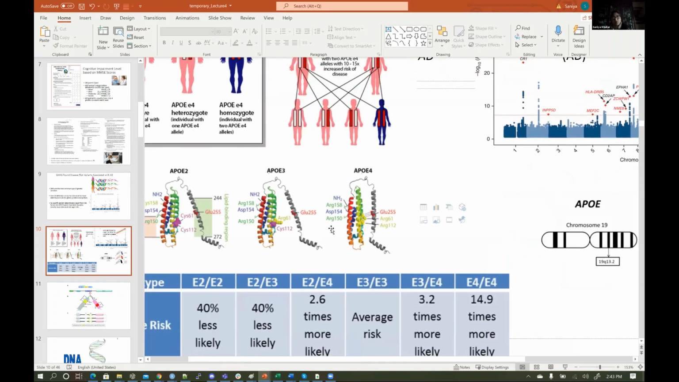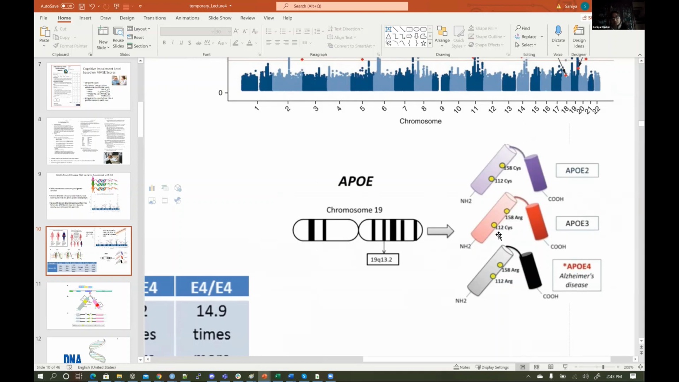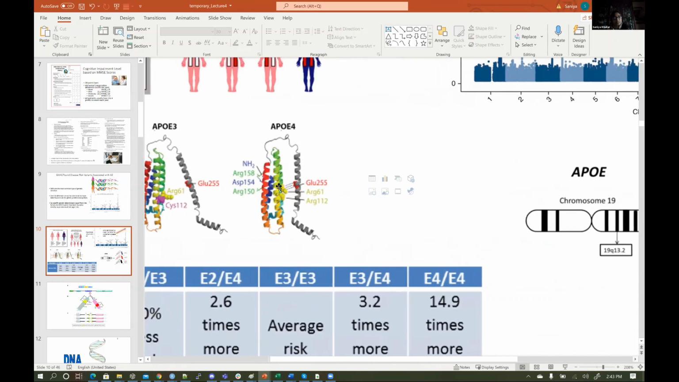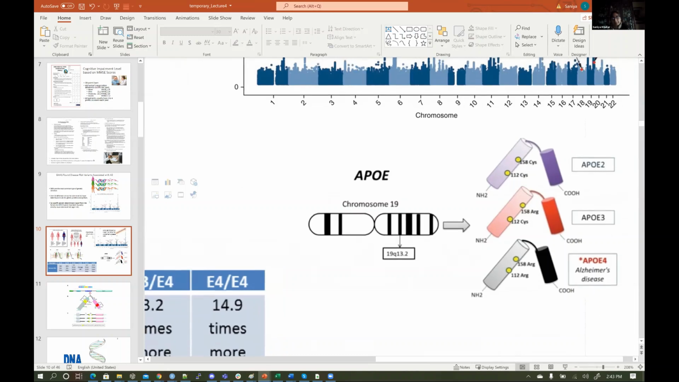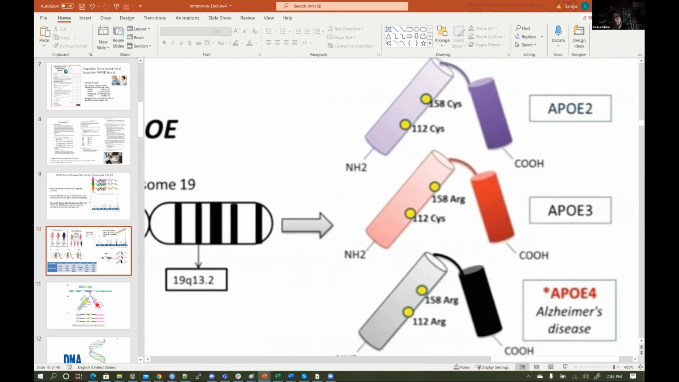This is just another graphic. And what do you guys notice? They're pointing out the differences between the gene. They've taken these things and put them into a simpler cartoon. So what do you guys notice is the difference between E2 and E3? This CYS instead of ARG, the yellow dot. Right. So those letters are referring to specific amino acids, which we will go over later.